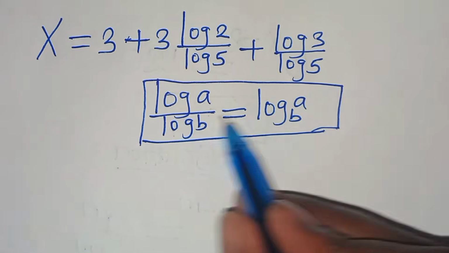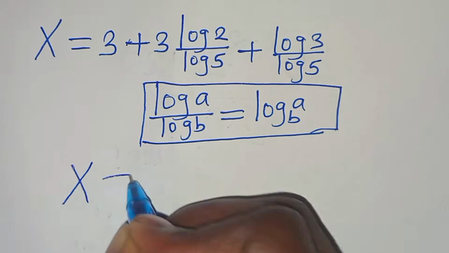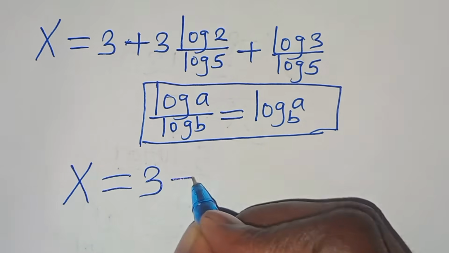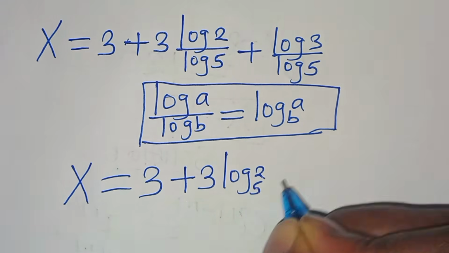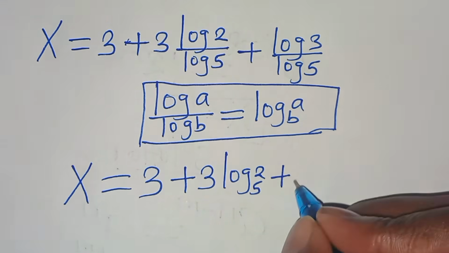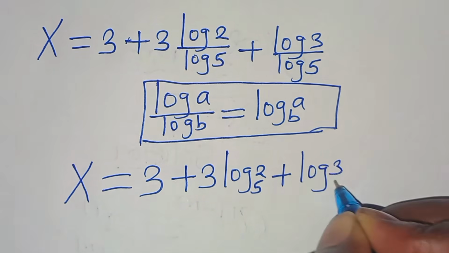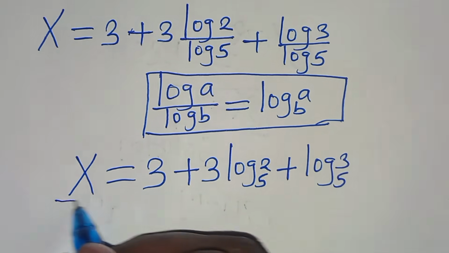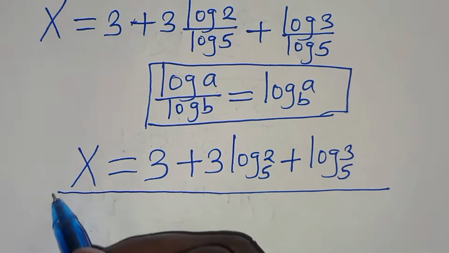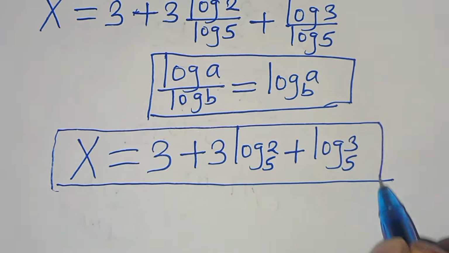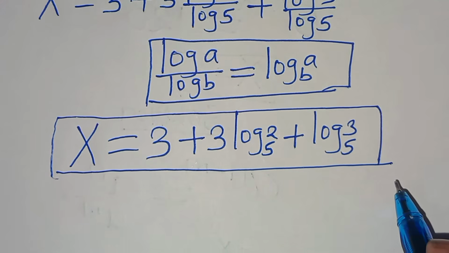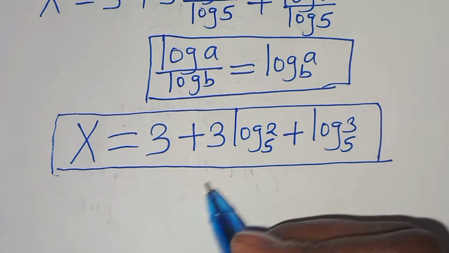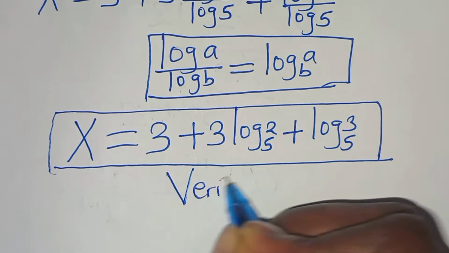Now applying this logarithm property, we have x equal to 3 plus 3 log 2 to base 5, then plus log 3 to base 5. So this is the value of x. The next step from here is to verify that this value of x satisfies the equation by following these steps. So let's verify from here.